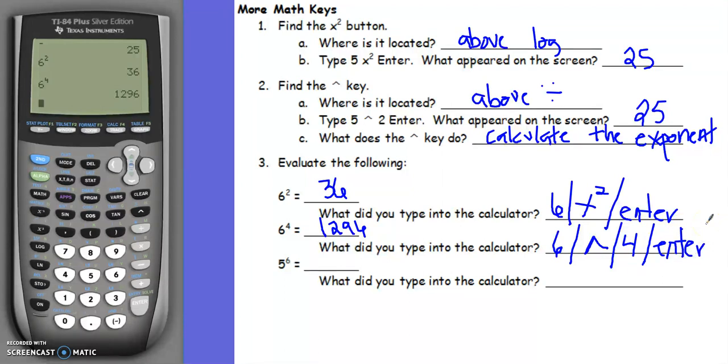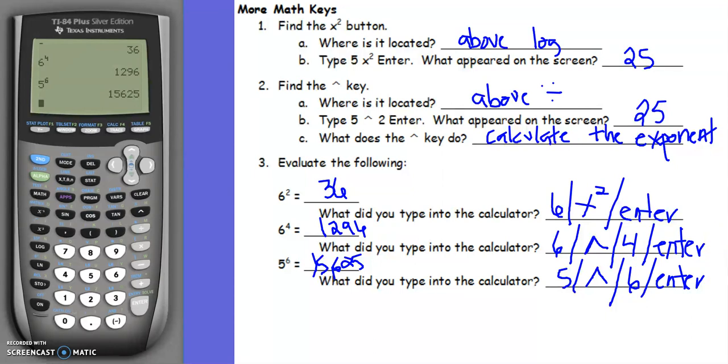Alright, 5 to the 6th power. 5 caret 6. Enter. Get 15,625. What did I type? I typed in 5, caret, 6 and enter.